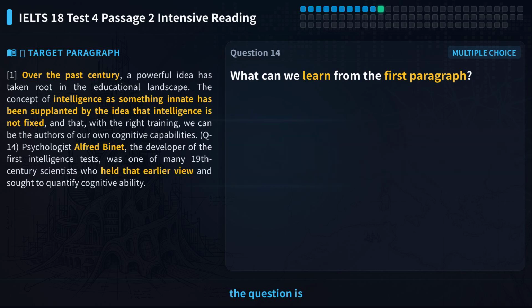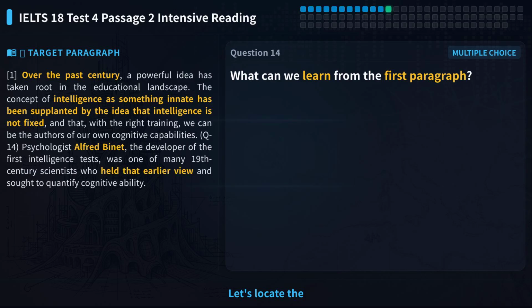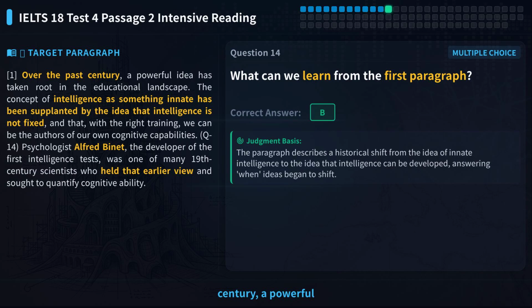The key point of the question is the main idea of the first paragraph, not a small detail. We need to find the paragraph's main topic, not one person's specific work. Let's locate the first paragraph. It starts by saying that over the past century, a powerful idea has taken root. Then it says intelligence is not fixed and can be changed with training. This is the main idea.